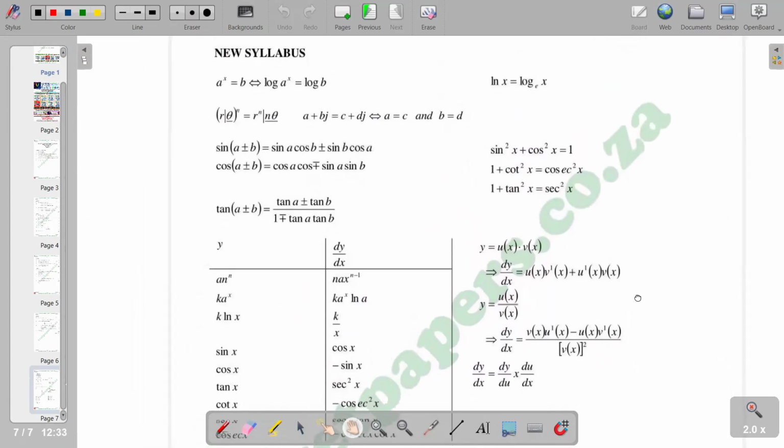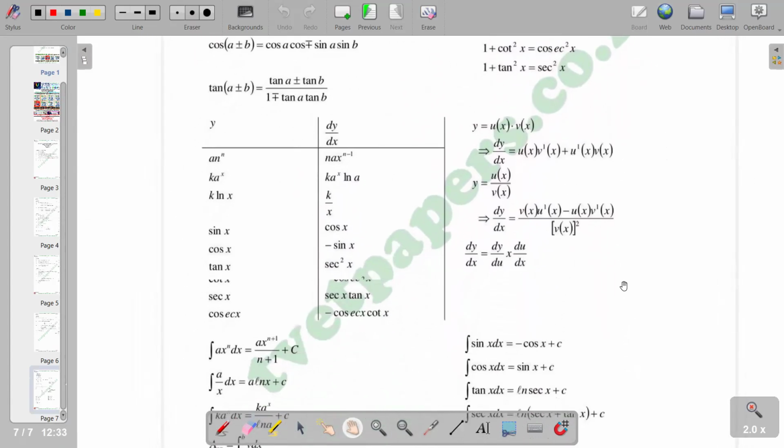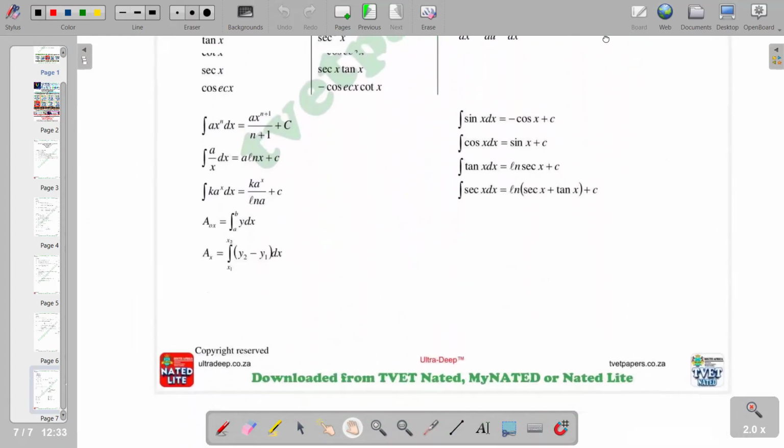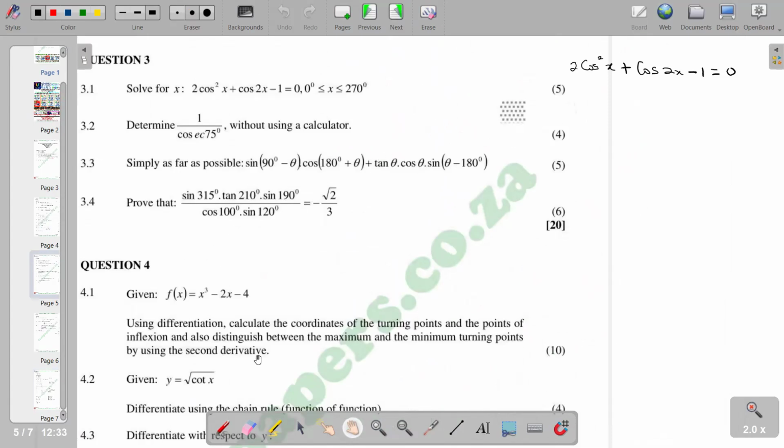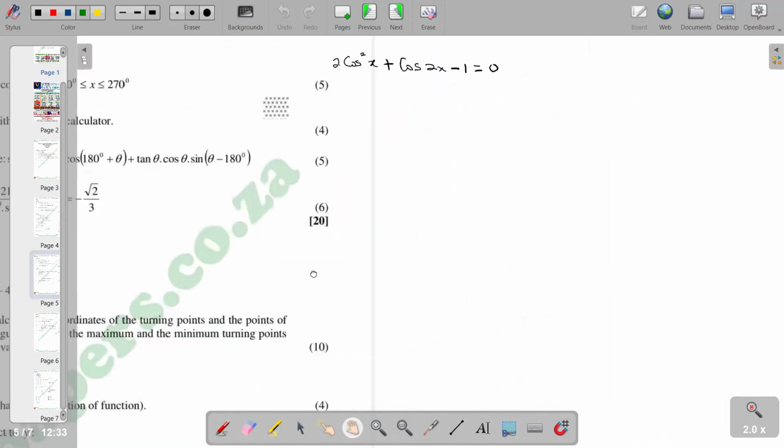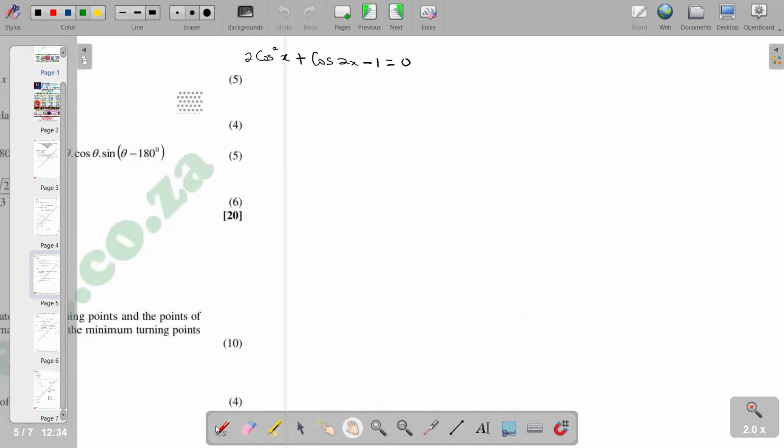Kindly check, we do not have a formula for double angle here. So you have to know that formula by heart. What does the formula say? The formula says cos 2x is equal to 2 cos squared x minus 1.